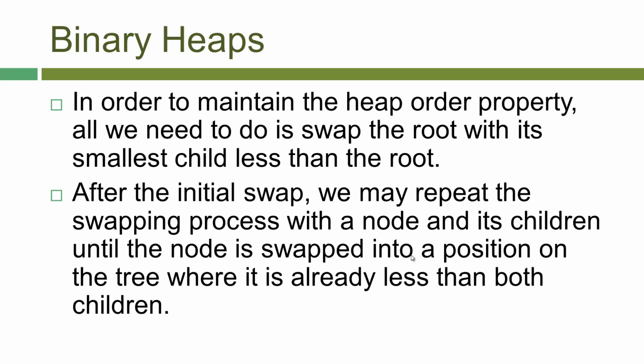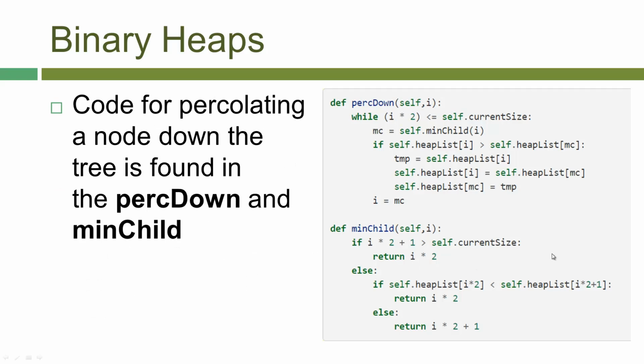In order to maintain the heap order property, all we need to do is swap the root with its smallest child less than the root. After the initial swap, we may repeat the swapping process with a node and its children until the node is swapped into a position on the tree where it is already less than both children.